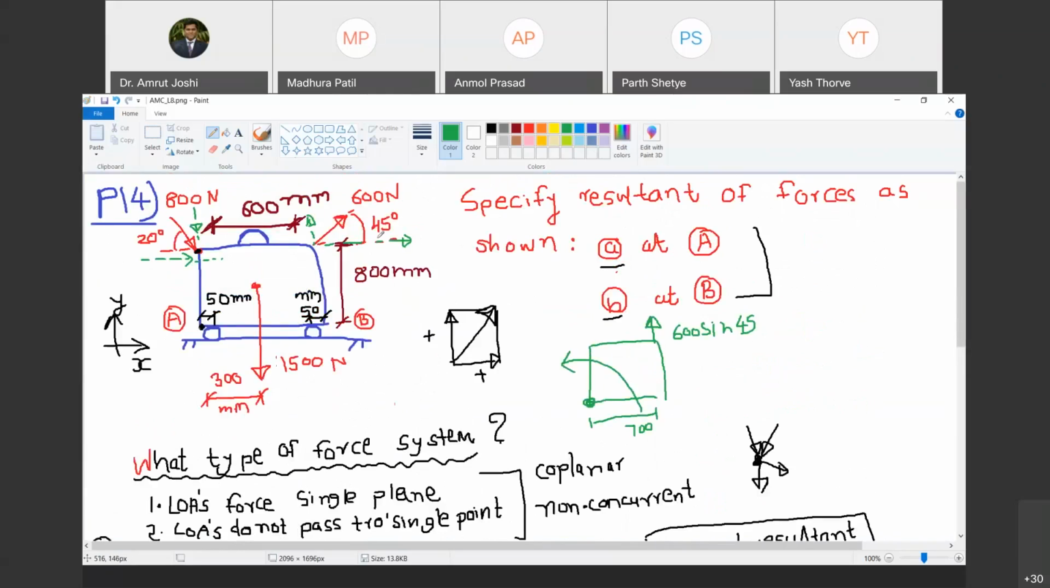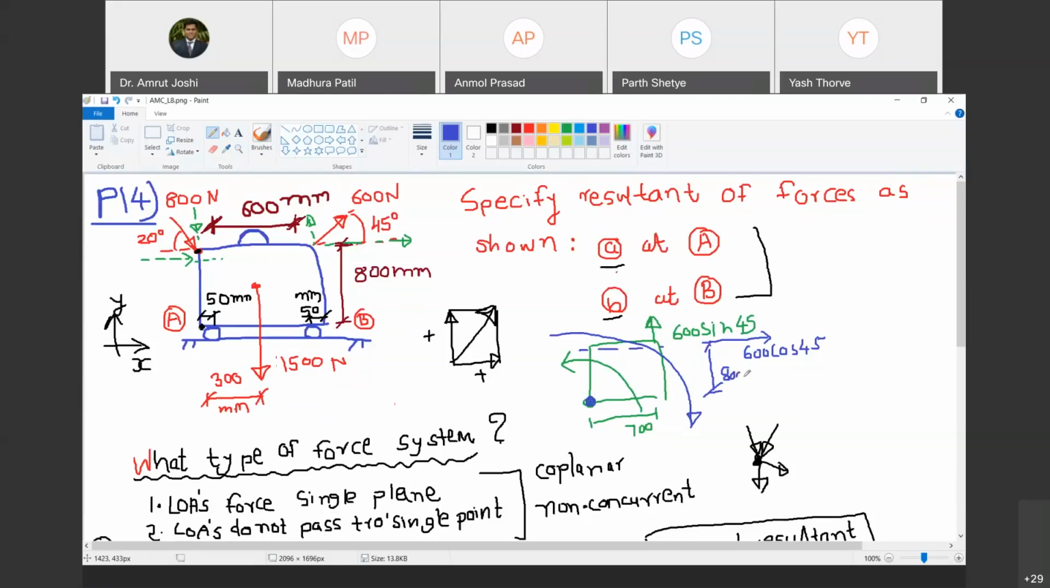What about the horizontal component? The horizontal component of 600 is 600 cos 45. Do you agree with me? Yes, sir. Okay. And now what kind of moment does it produce about this point A? Clockwise. देखो, clockwise. So it is going to produce a clockwise moment. And what is that moment? From this point, I have to draw a perpendicular to the line of action of 600. So how much is that distance? 800. This distance is 800.